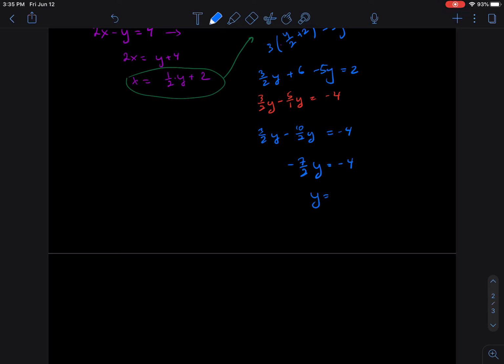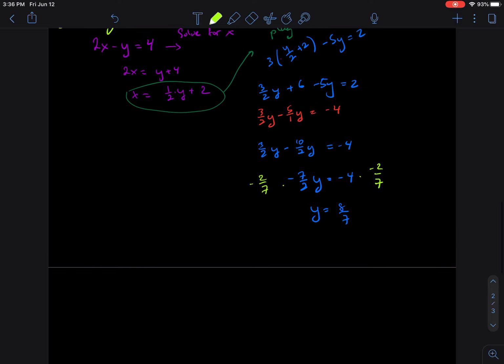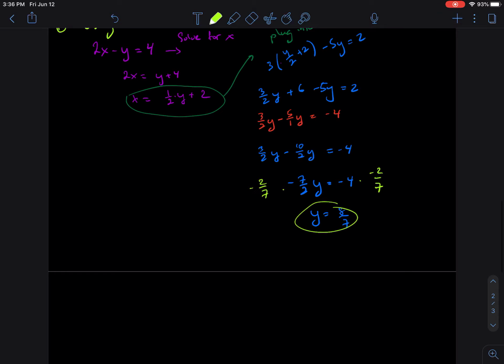That will give me 8 over 7 for y. How do I get that one? I would multiply this by the negative reciprocal, so -2 over 7. That will give me 8 over 7 for the y. All right, so that gives us the y coordinate for the point of intersection.